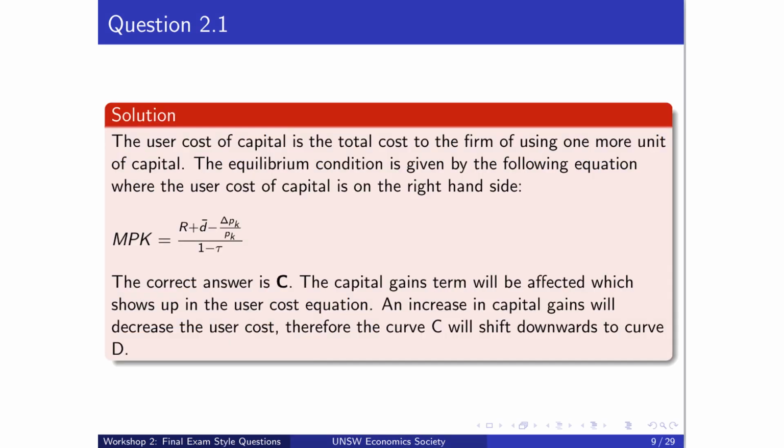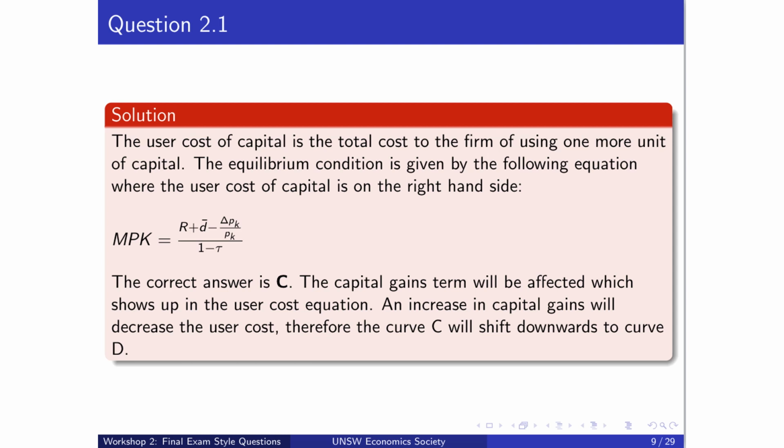The user cost of capital is the total cost to the firm of using one more unit of capital, given by the equation on the slide. From the figure, curves A and B represent the marginal product of capital, and lines C and D represent the user cost. A firm should invest in capital until the value of the extra output that capital produces falls to equal the user cost. This provides the desired level of the capital stock. The last term in the numerator, which is the change in P divided by P, is the growth rate of price. We commonly refer to this term as capital gains. If the growth rate of price is negative, it can be called capital loss.